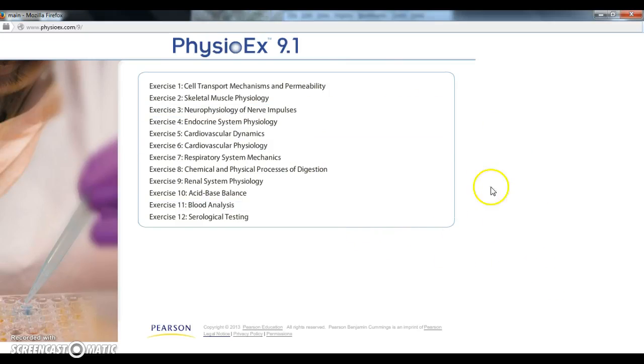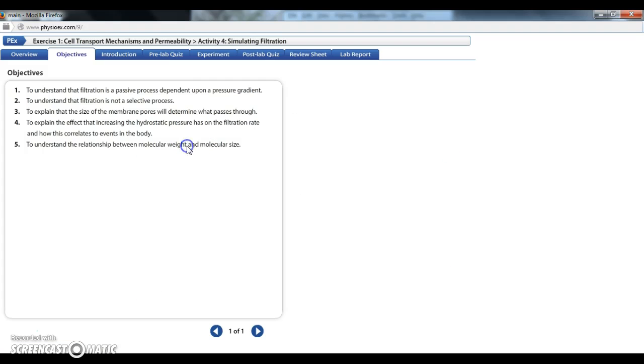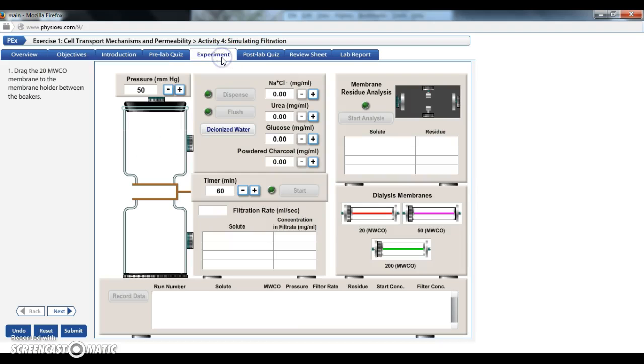Okay, here is the tutorial for PhysioEx Lab 2. The first one we complete for Lab 2 is Exercise 1, Activity 4. I'm jumping straight to the experiment for you here. The first thing we do is put this over here.